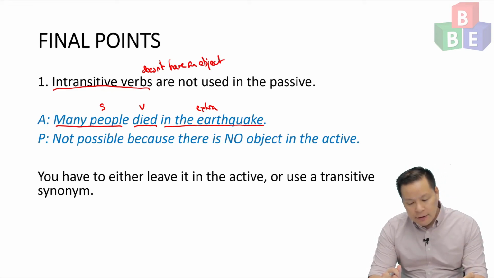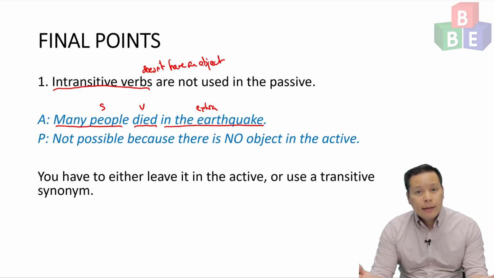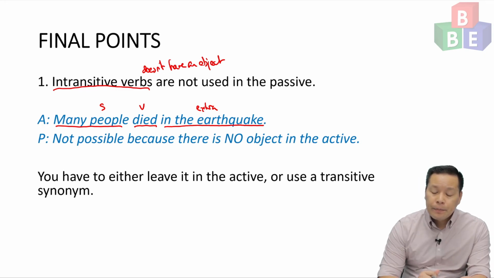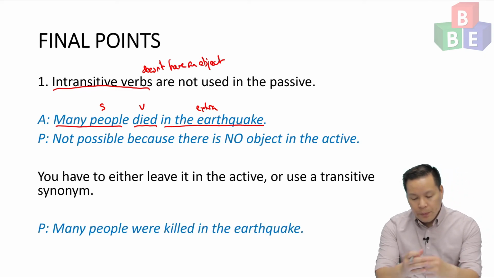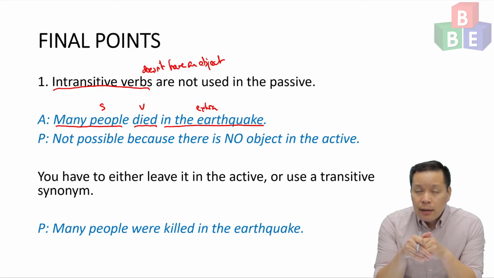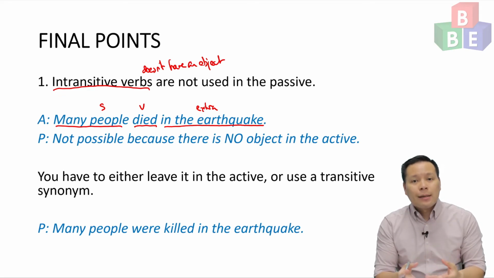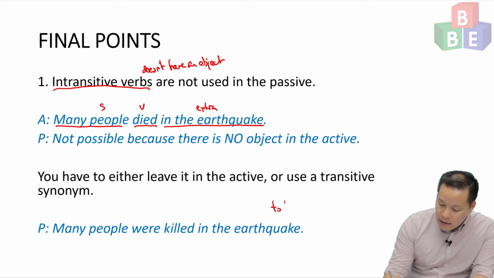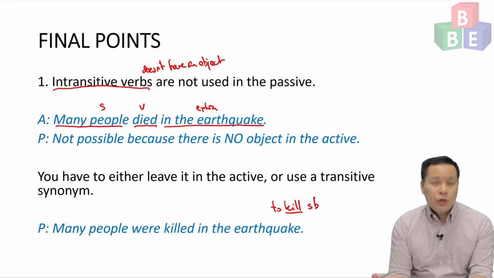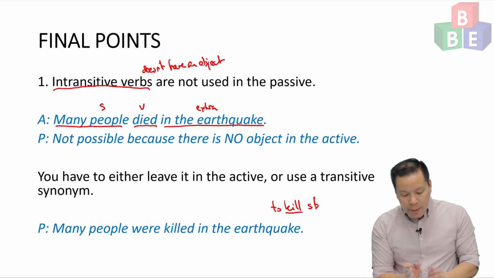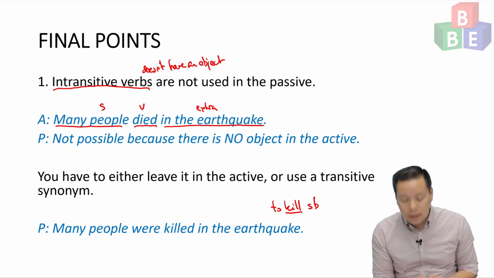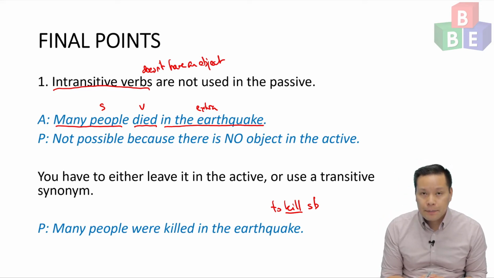You either have to leave it in the active and don't do anything, or use a transitive synonym. So for example, a transitive synonym of die is the verb to kill. But we know that the verb to kill has an object because we usually say to kill somebody. So our passive sentence of this is many people were killed in the earthquake.